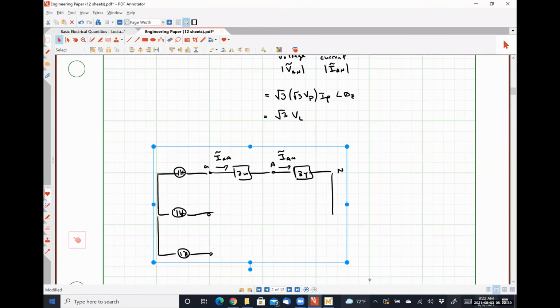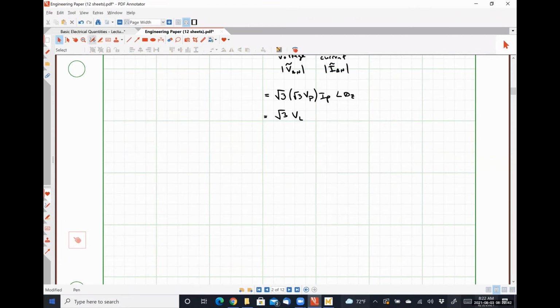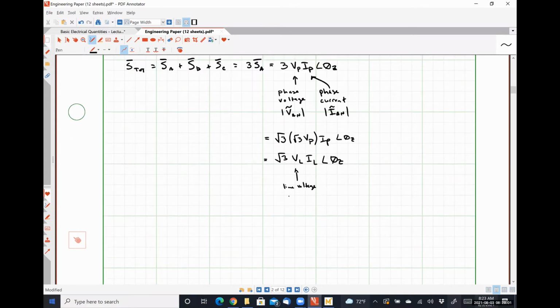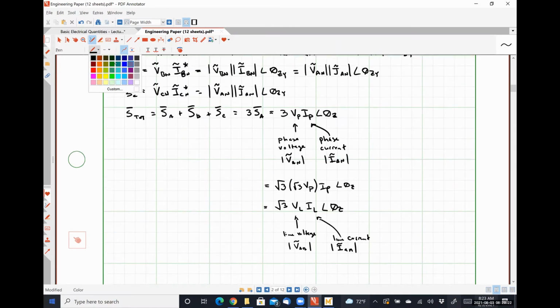So erase all that junk now and say, since IP and IL represent the exact same quantity, I now have an expression utilizing the line quantities. So this would be the magnitude of VAB, and this is the line current, or the magnitude of IAA. So I'm going to put those guys in boxes.